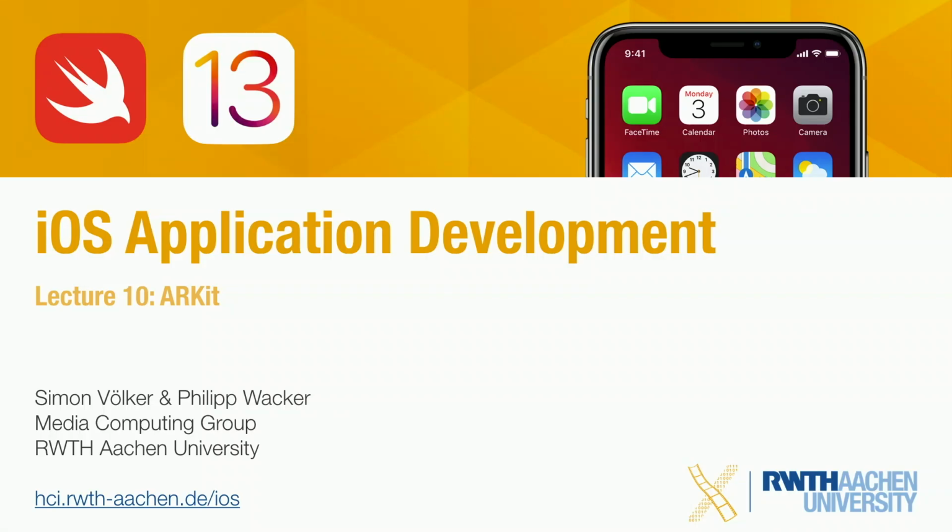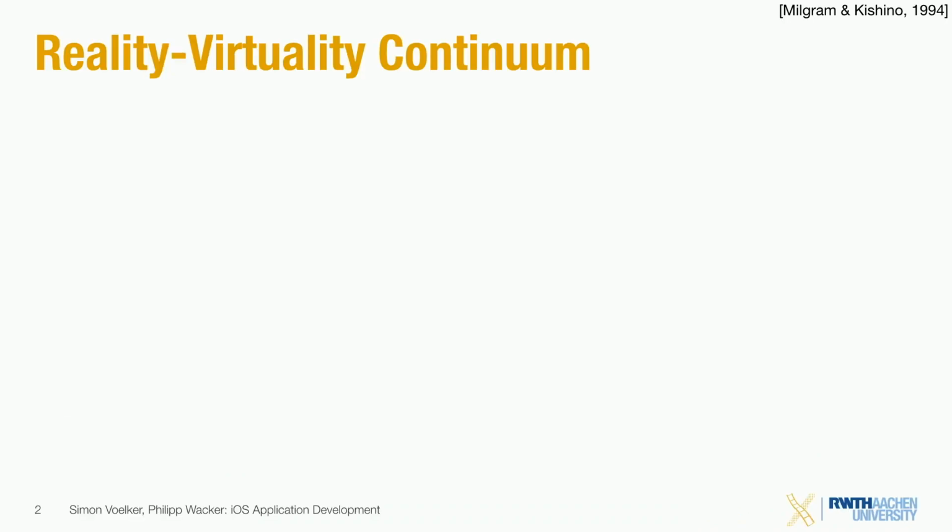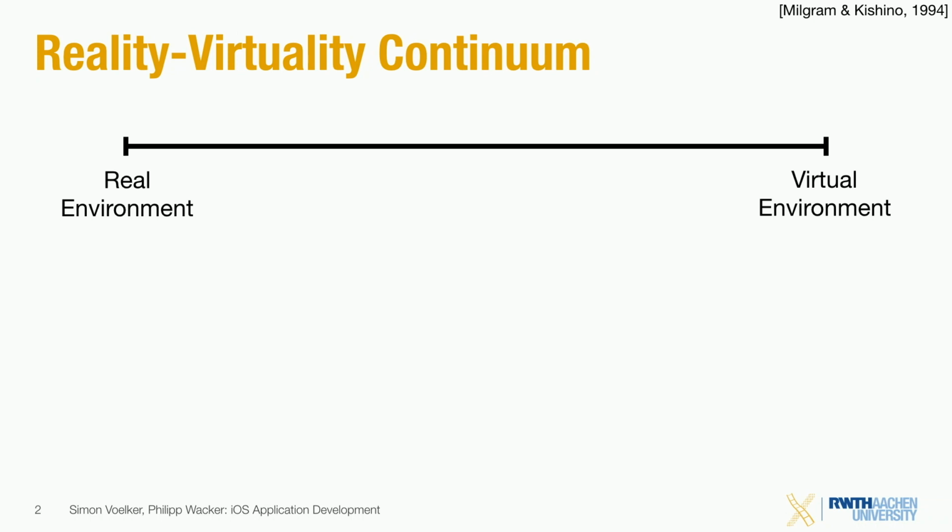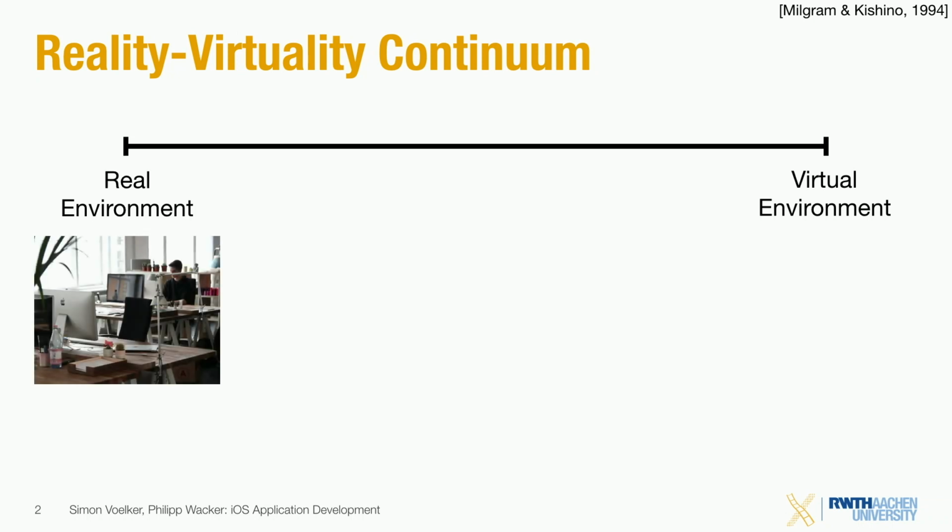Will be about ARKit, so how to visualize information in the camera view of your phone, to embed that with digital information. So to start off with, what is ARKit, or what is AR in general? AR is usually described using the reality-virtuality continuum, and that is displaying the transition from the real environment until a completely virtual environment. So at the moment, we're in the real environment.